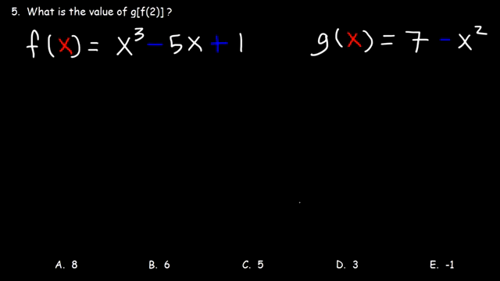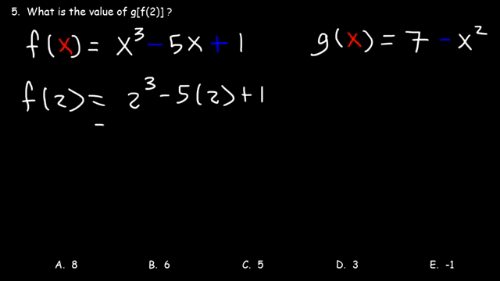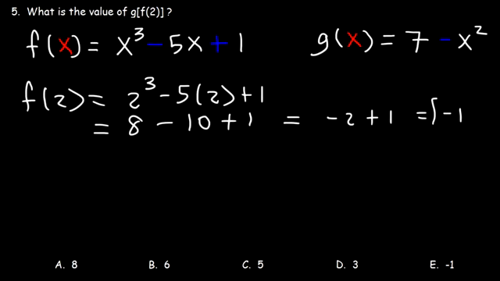Number 5. What is the value of g of f of 2? So first, let's find the value of f of 2. Let's replace x with 2. 2 to the third is equal to 8. 5 times 2 is 10. And 8 minus 10 is negative 2. Negative 2 plus 1 is negative 1. So that's the value of f of 2.